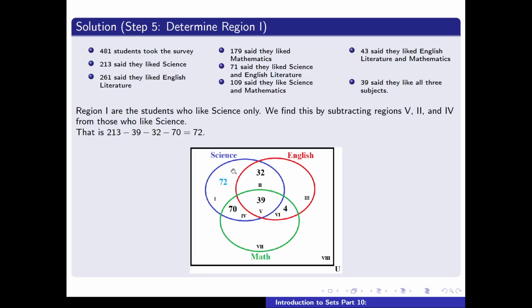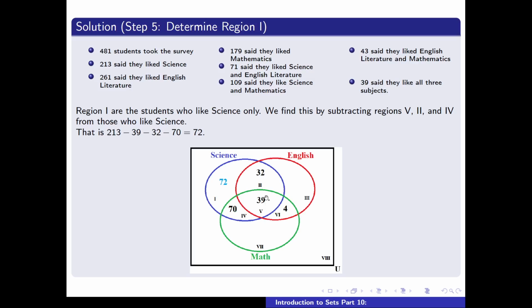Spiraling out yet again, moving on to region 1. Here we want to know how many students like only science. What do we know about science? We know that there are 213 respondents that like science. The regions involved in the set science are regions 1, 2, 4, and 5. We've already accounted for regions 2, 4, and 5. So we know that the cardinality of 1 plus the cardinality of 2 plus the cardinality of 4 plus the cardinality of 5 has to equal the 213 students.